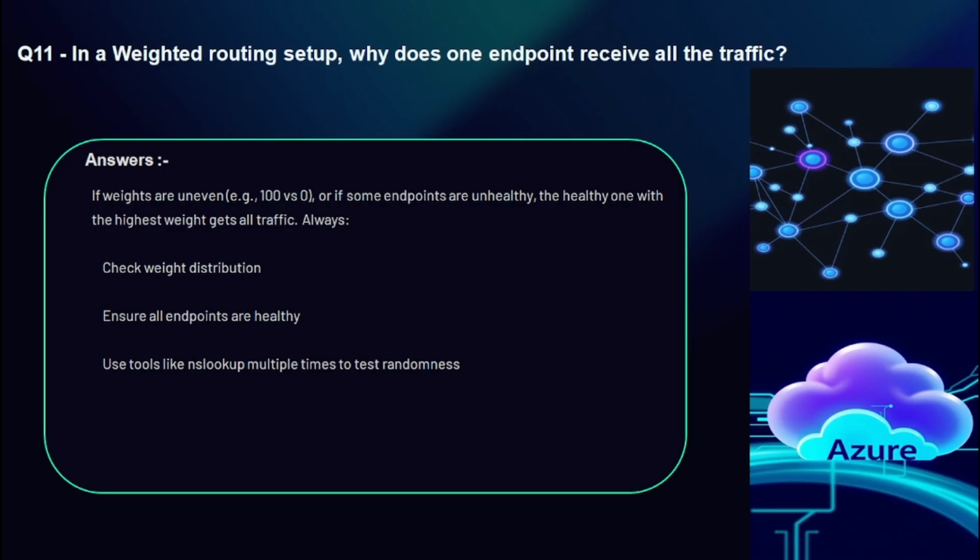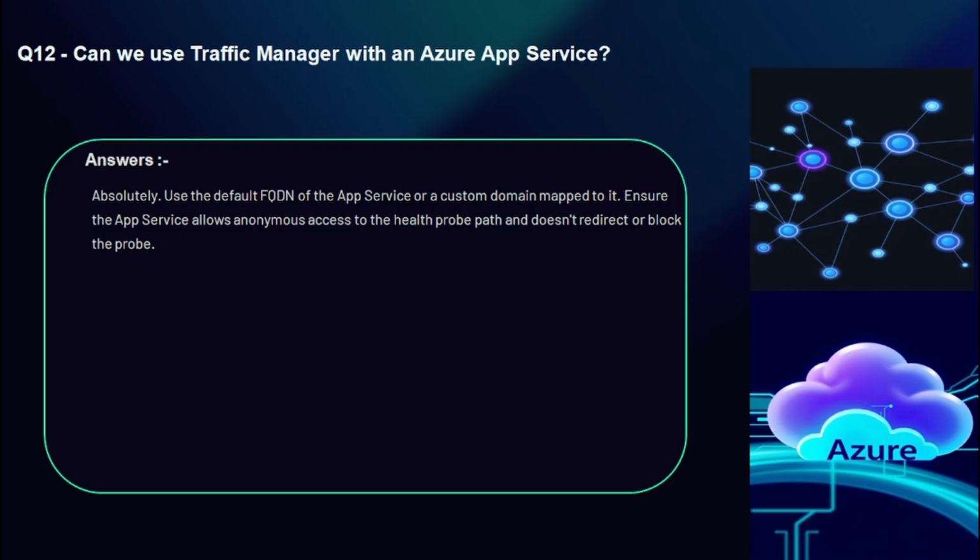Now next question. Can we use Traffic Manager with an Azure App Service? Answer is, yes. You can use the App Service's default FQDN or a custom domain and ensure health probes are accessible.